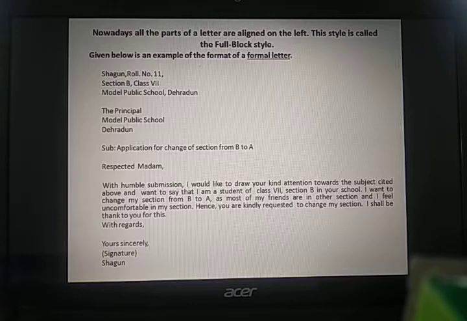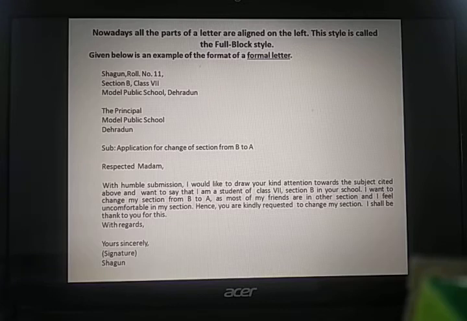What is missing here? One of the components, one of the parts of the formal letter, is the date. Yes, after the sender's address, the date is to be written. You have to write the date. Okay, date April 28th, 2020. Then the principal, Model Public School, Dehradun, same school. The subject is, you can see, application for change of section from B to A.